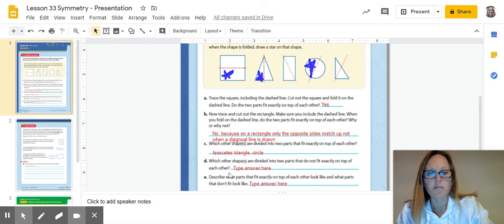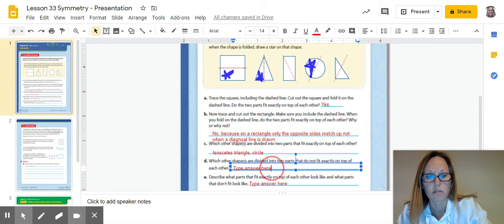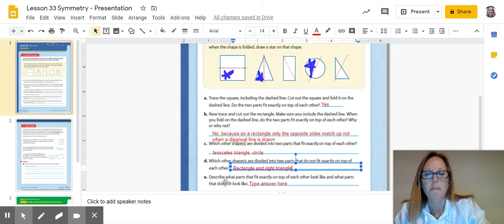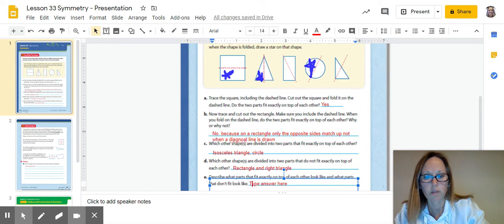All right, which other shapes are divided into two parts that do not fit exactly on top of each other? So it's the rectangle and the right triangle. So I would put rectangle and right triangle. I have to get specific in my description of the triangles because there's two separate triangles. Now letter E says, describe what parts that fit exactly on top of each other look like and what parts that don't fit look like.